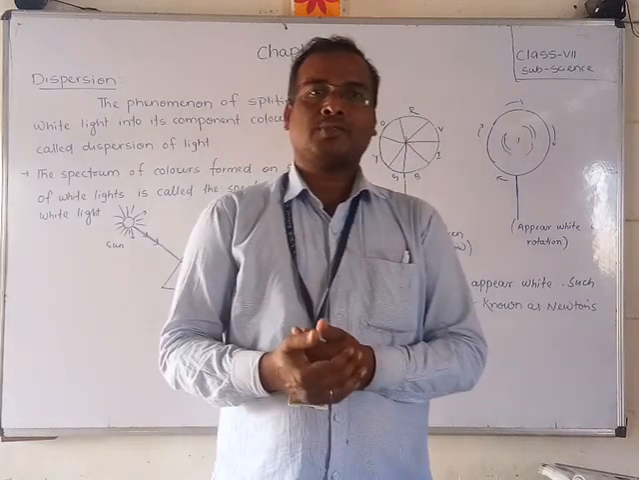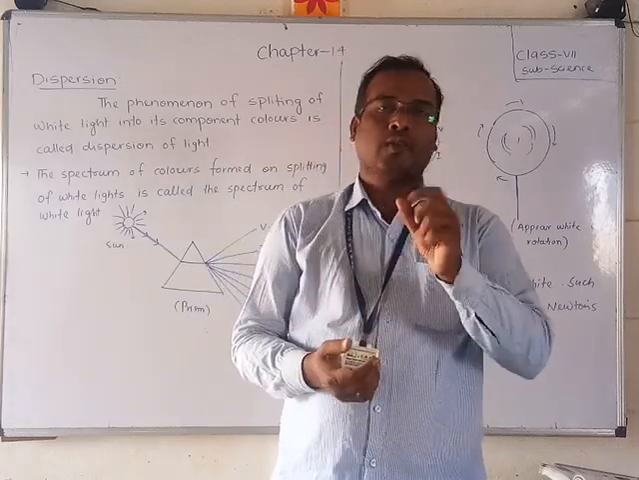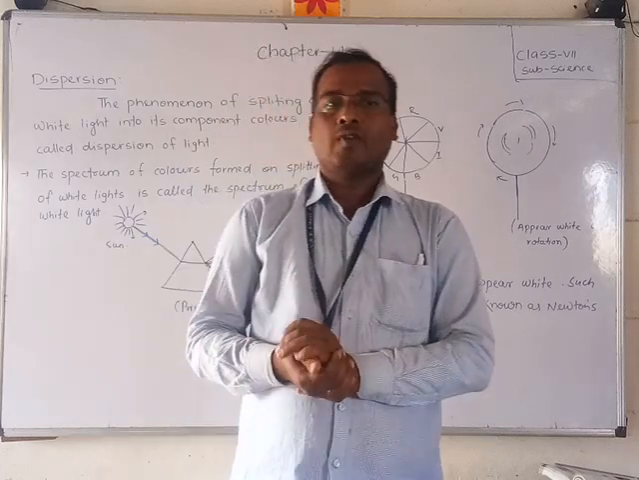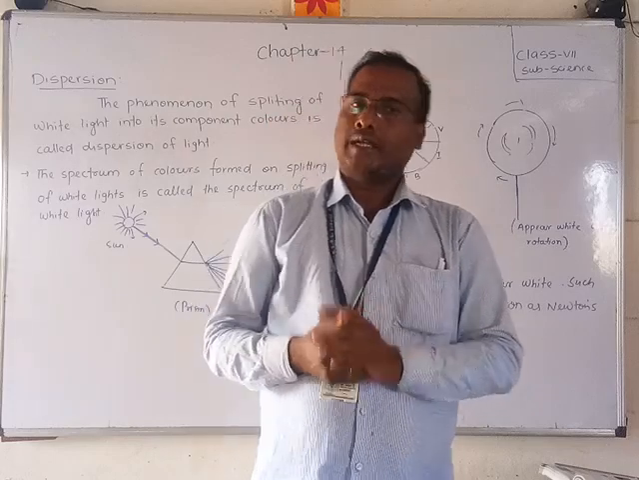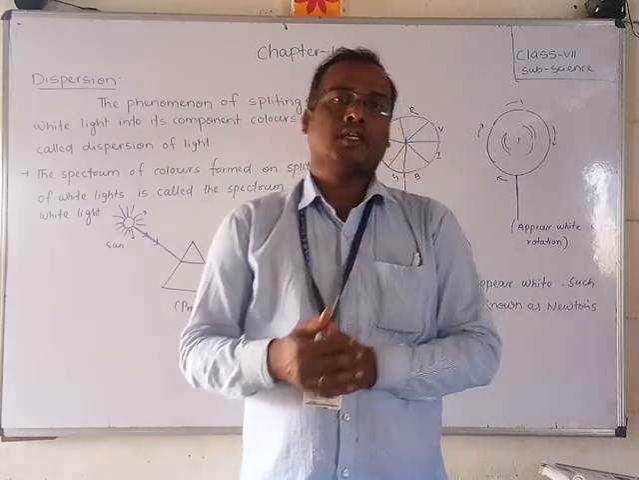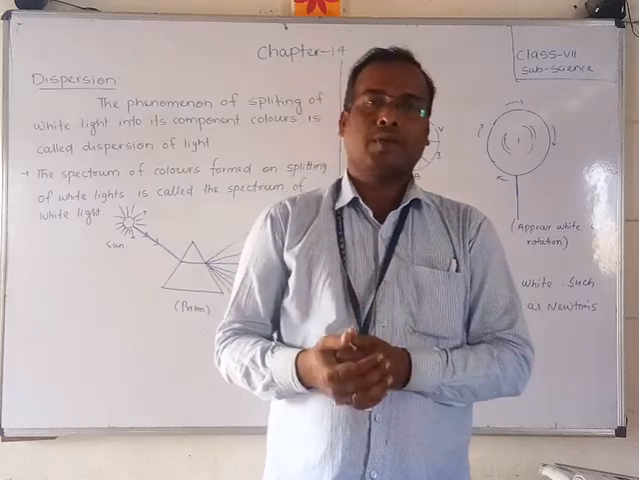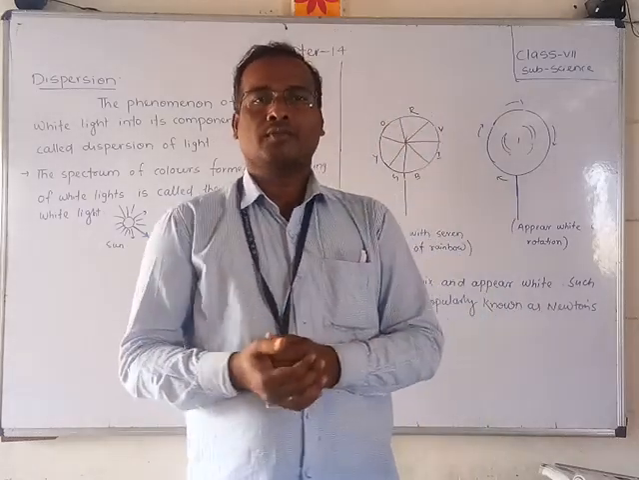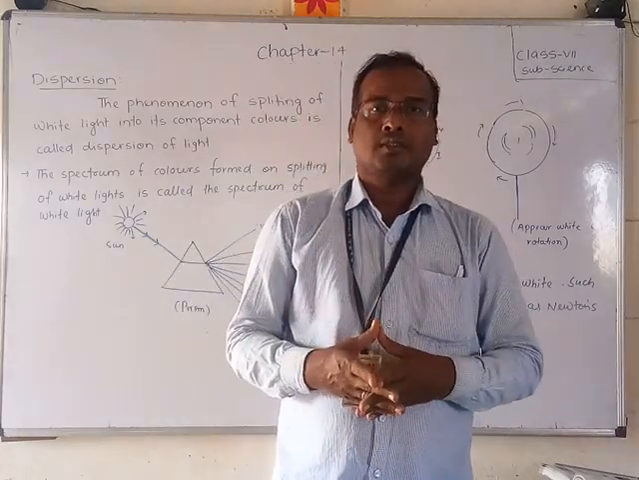Have you seen a rainbow, students? Yes. A rainbow contains 7 colors: violet, indigo, blue, green, yellow, orange, red. These are the 7 colors that appear in a rainbow whenever we see it. Did you notice when the rainbow comes? Yes, after the rainy season. That means we can see it just in the rainy season.